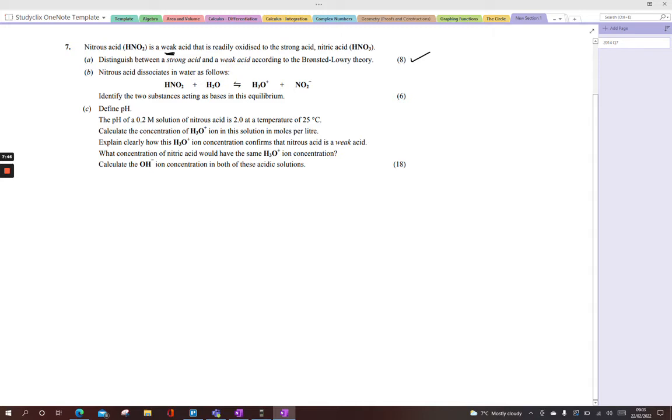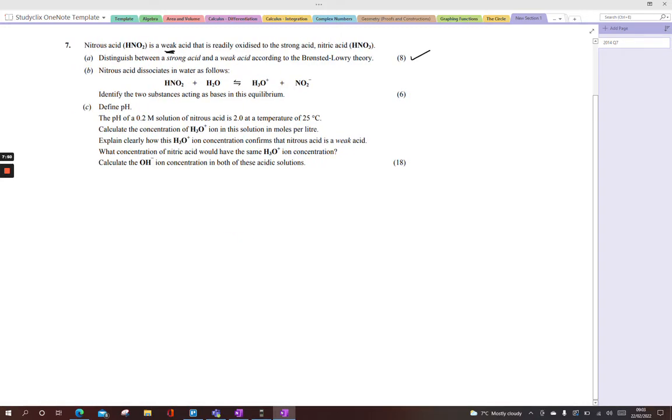Nitrous acid dissociates in water according to the following. Identify the two substances acting as bases. Now bases are proton acceptors. So if we're going from left to right, HNO2 changes into NO2 minus, so it must have given away a H plus. So my HNO2 is known as my Bronsted-Lowry acid, whereas H2O is my base. Just to save a wee bit of time, I think you should be good enough at this. My base is H2O. It's my Bronsted-Lowry base.